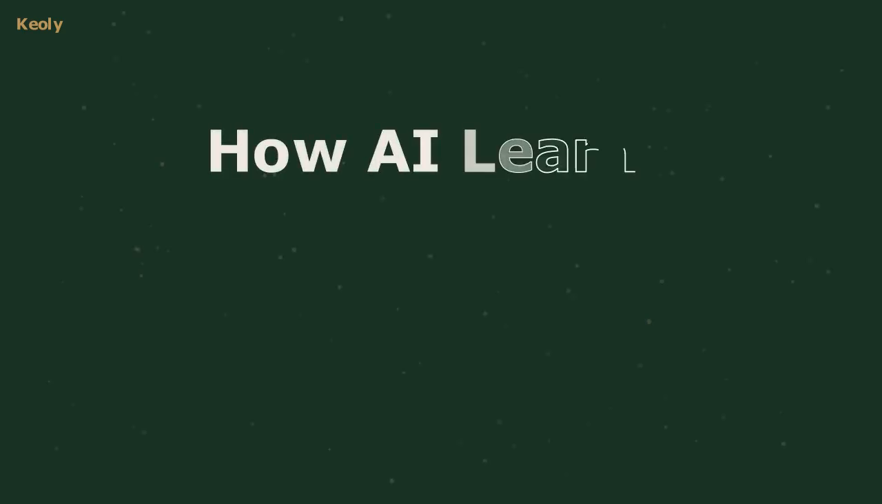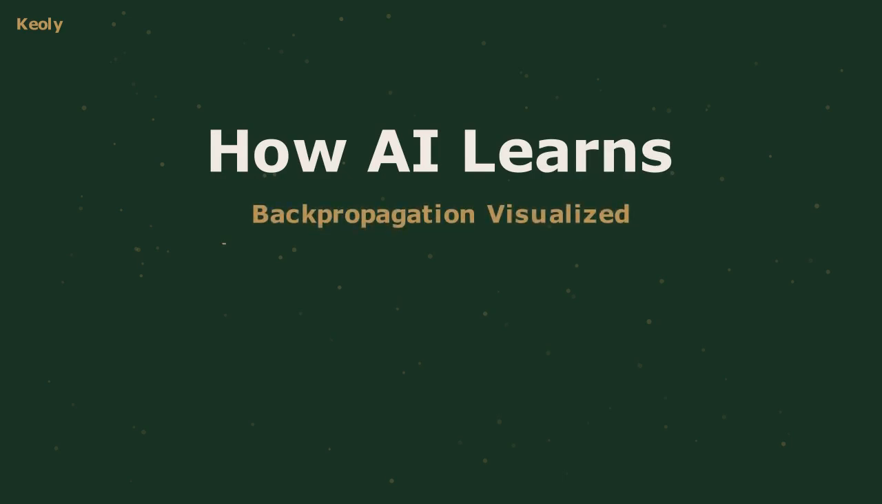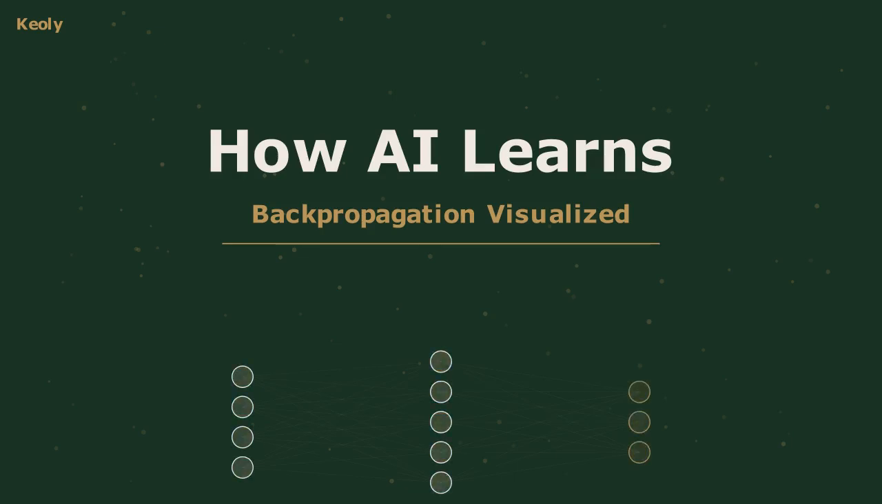Every AI model you've ever used, ChatGPT, Midjourney, your phone's Face ID, learns everything it knows through one algorithm, one single process, and almost nobody knows how it actually works. It's called backpropagation, and today I'm going to show you exactly how it works, visually, step by step, no calculus degree required. By the end of this video, you'll understand the mechanics that power every AI system on the planet.